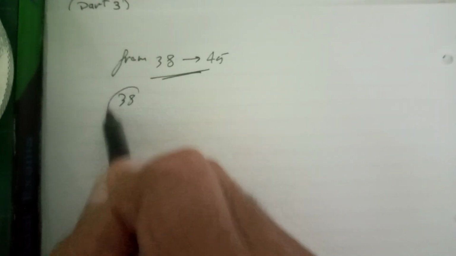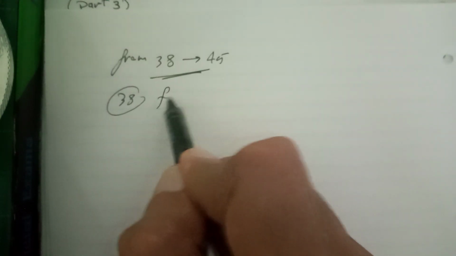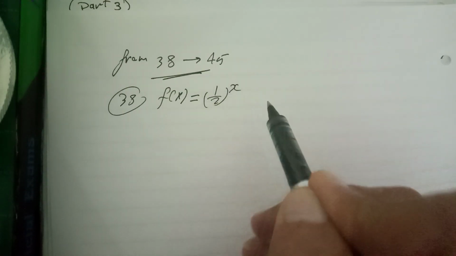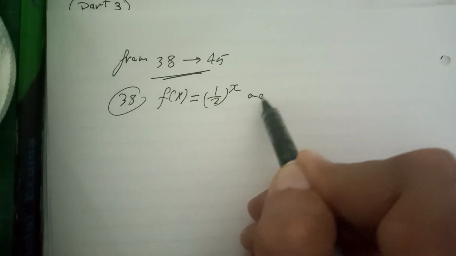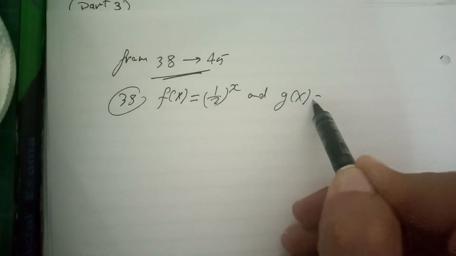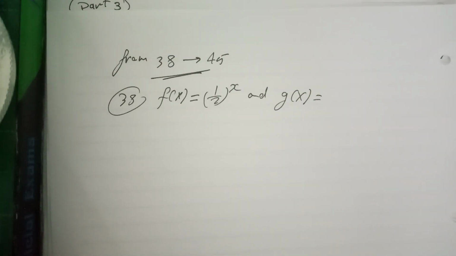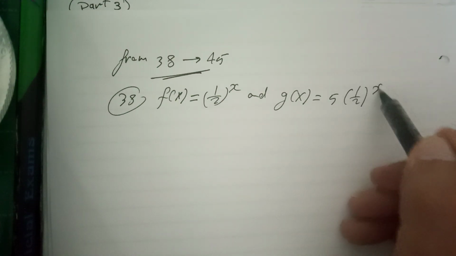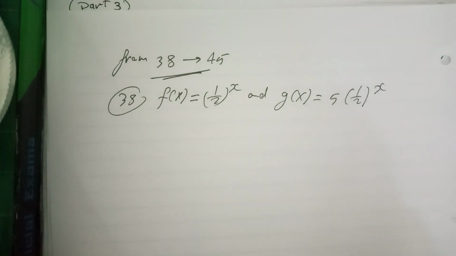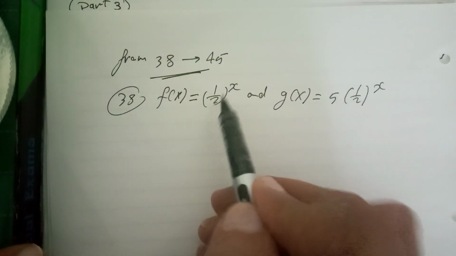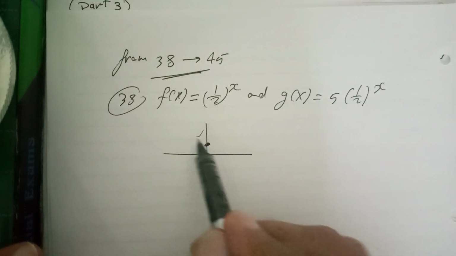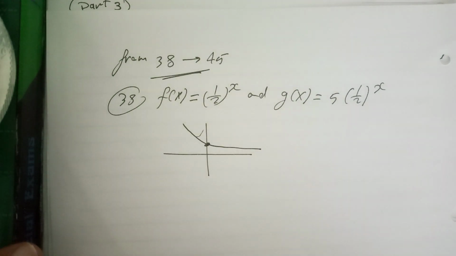The question is saying graph each pair of function and describe the transformations from f to g. 38, for example. You have f(x) equals (1/2)^x and g(x) is equal to 5 times (1/2)^x. How can I graph this and this in the same graph and see the difference and describe the difference? We know that this is a decay. Decay means intersecting the y-axis at 1 and goes in this way.